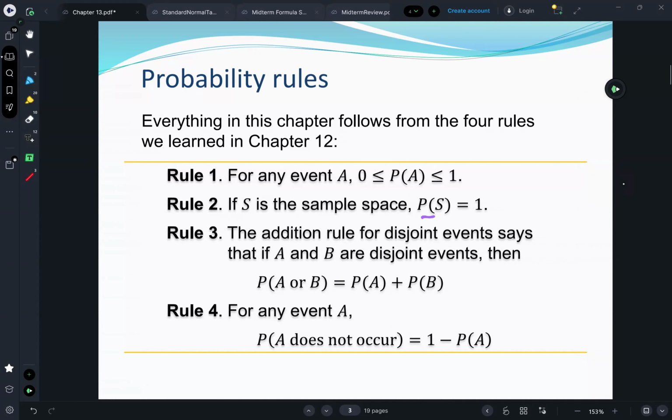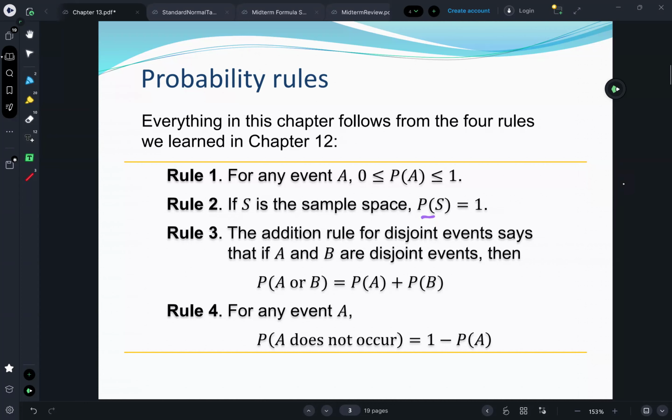Rule number 3, the addition rule, we covered this as well, for disjoint events, right? If A and B are disjoint events, then the probability of A or B is the sum of those probabilities. That means they can't happen at the same time. So we used the example of buying a car. You've got it narrowed down. You're either going to buy car A or you're going to buy car B. You're not buying them both. So there's no A and B. The intersection would be 0. The probability would be 0 for that.